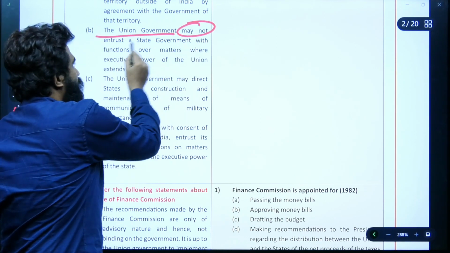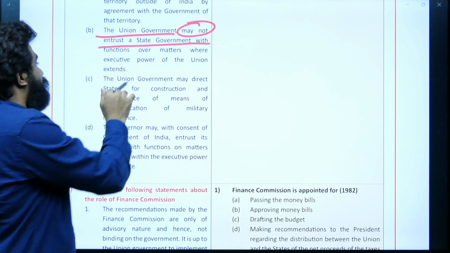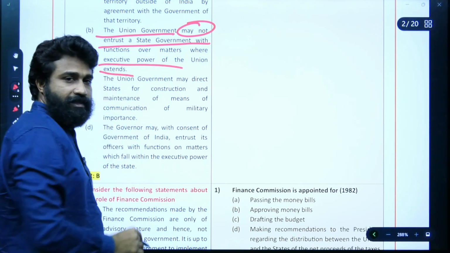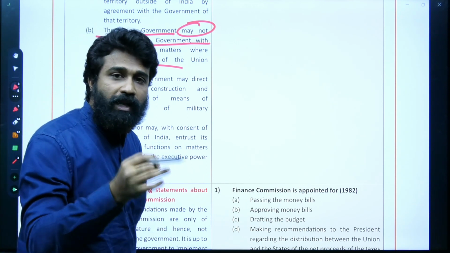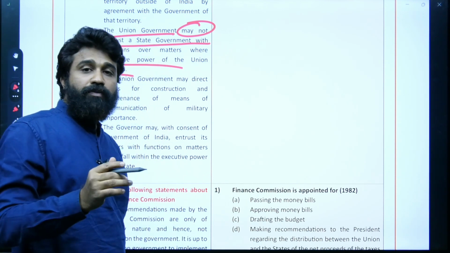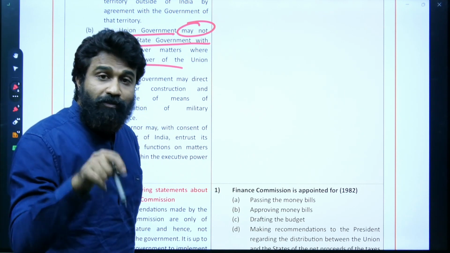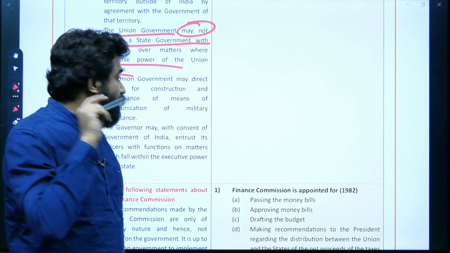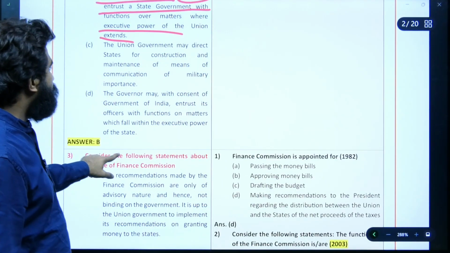The union government may entrust a state government with the functions over matters to which the executive power of the union extends. The executive power of the union may have certain jurisdictions to make laws in the particular state. Therefore, it may entrust the state to make laws in the administrative affairs of the union. And in the same way, the other two statements are correct.